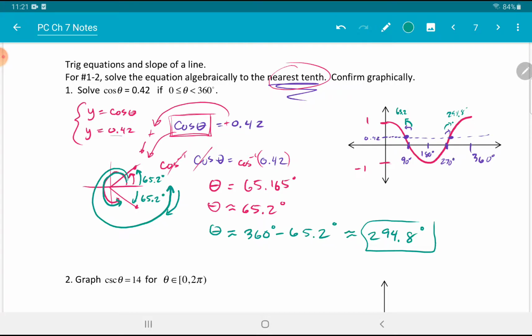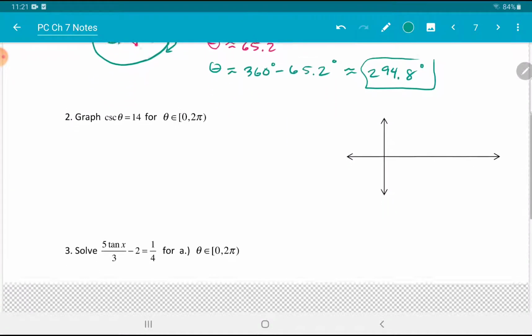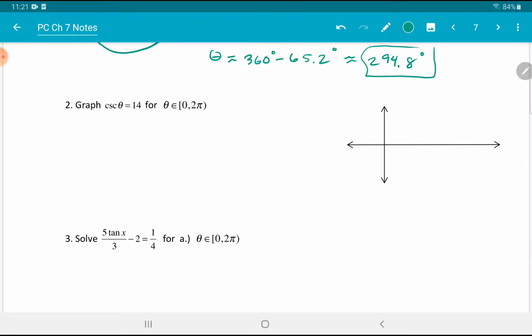Okay. Take a look at example 2. Graph cosecant of theta is equal to 14. Okay, well, what have we learned about cosecant?